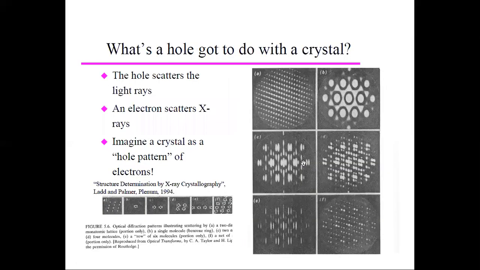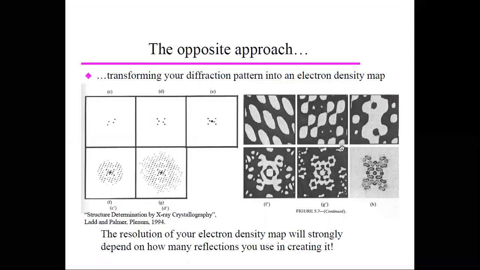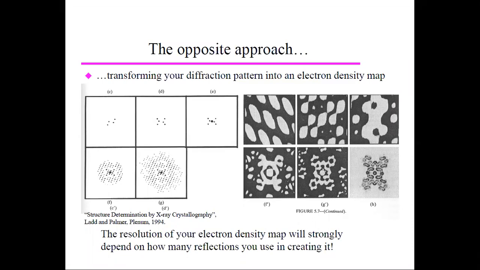So this is a hole in the crystal. The hole scatters the light ray, electron or X-ray. Imagine a crystal has a hole pattern, A, B, C, D, with different holes as shown in the crystal. Similarly, this is the opposite approach, from the diffraction pattern to the electron density map. The resolution of your electron density map will strongly depend on how many reflections you can collect.